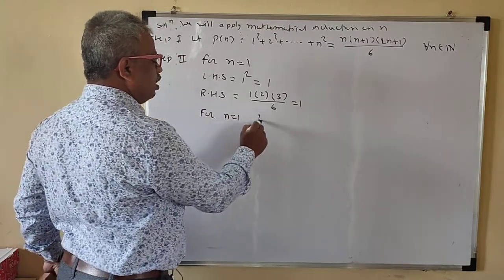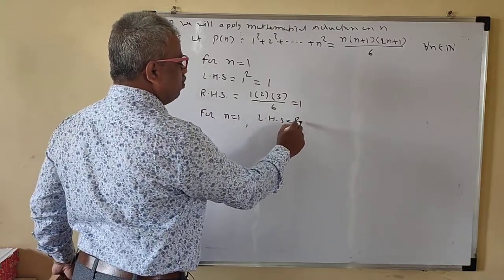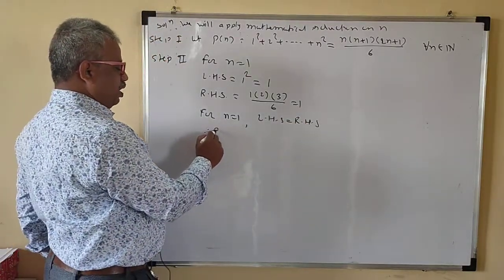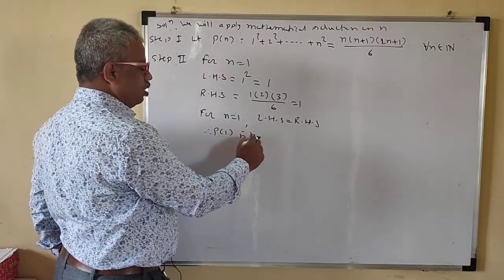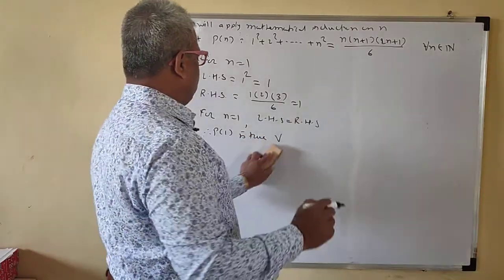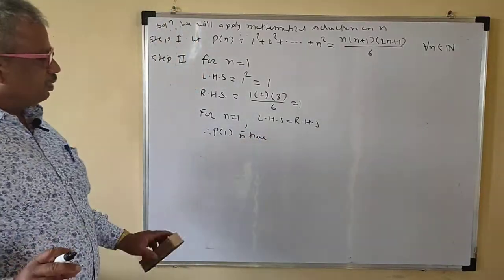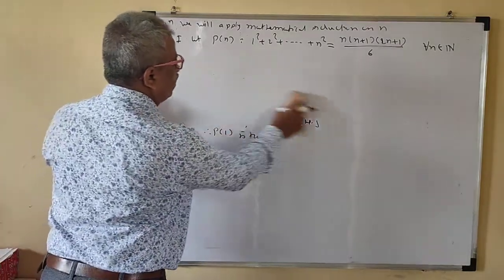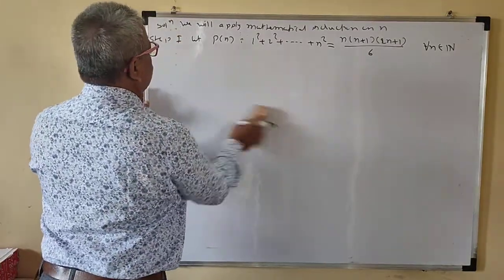So for n is equal to 1, LHS is equal to RHS. Right? So therefore P1 is true. Okay, so your step 2 is over. Your step 1 is very easy. Now we'll go to step 3. Okay, so step 3.